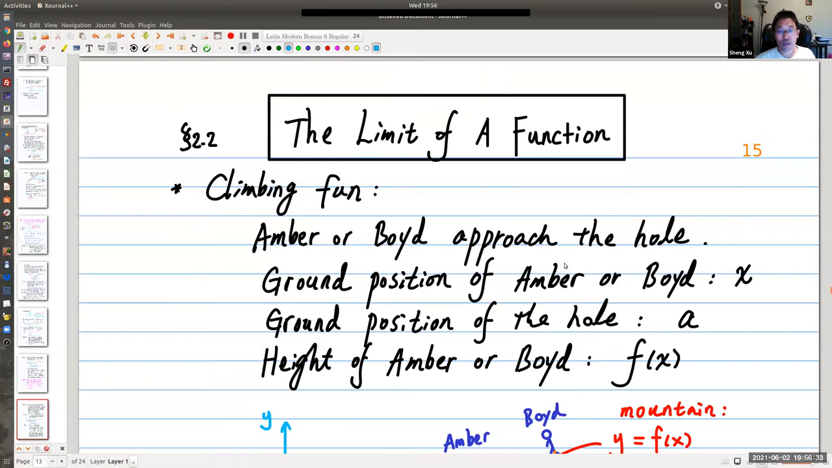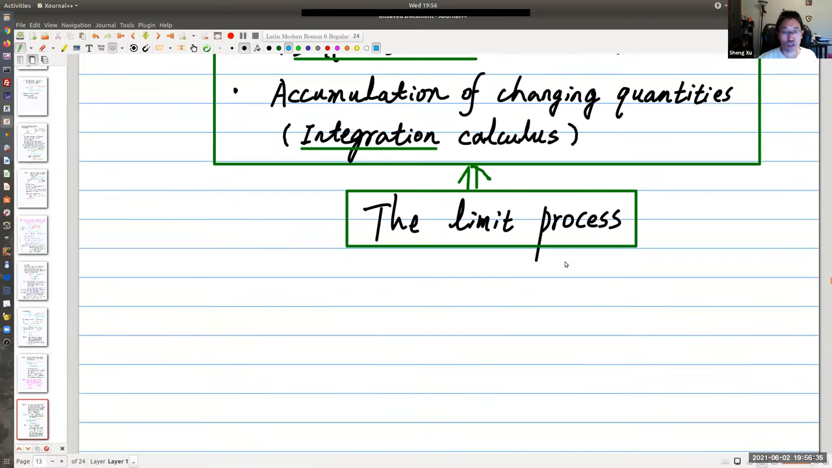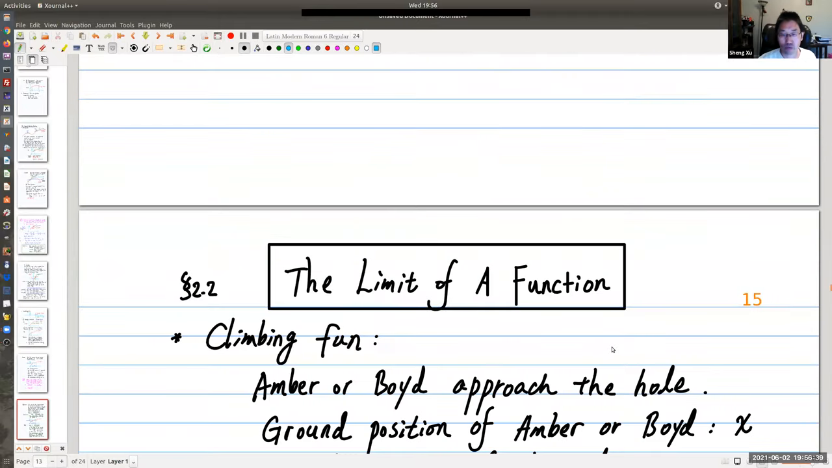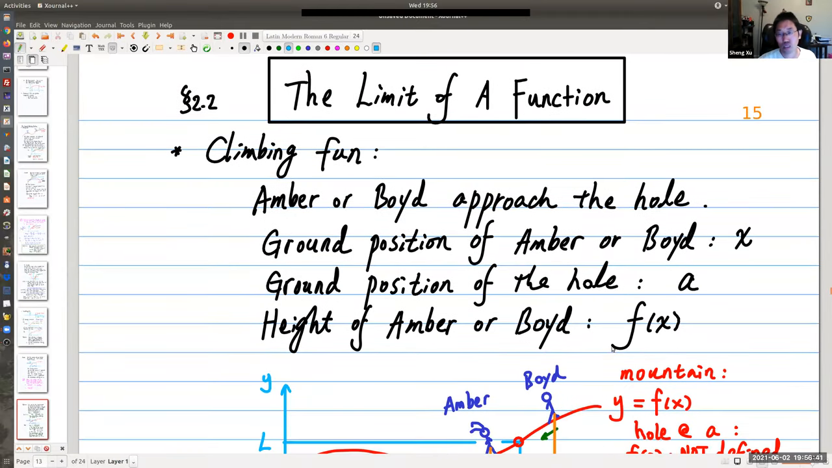Okay, so in both situations, right, we need to do that limit process. So now, very naturally, we want to talk about the limit.